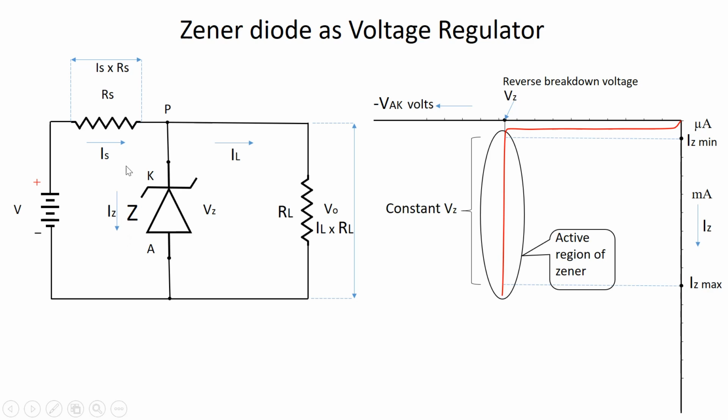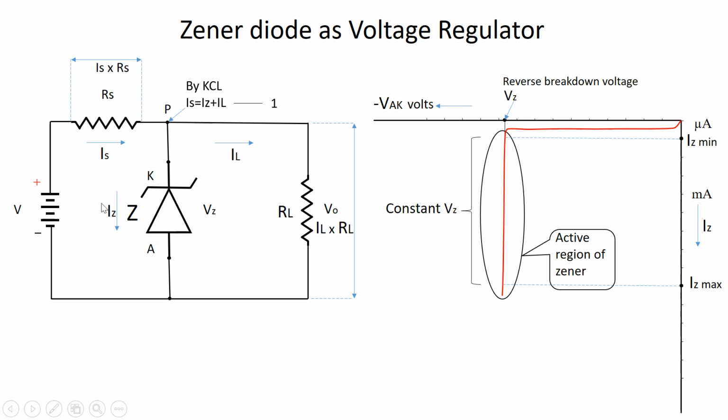Now, we have a node here at this point P. By Kirchhoff's current law at this node P, we can write Is is equal to the sum of the currents Iz and IL, and we will call it equation number 1.